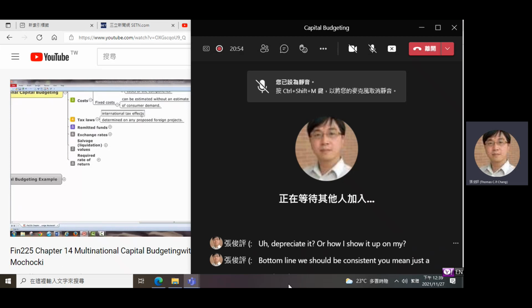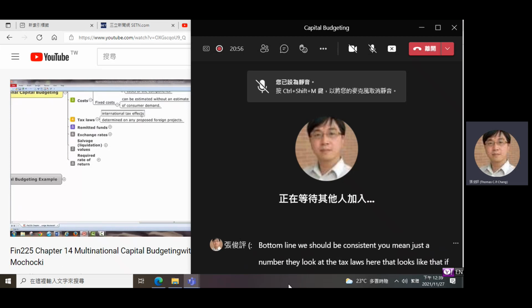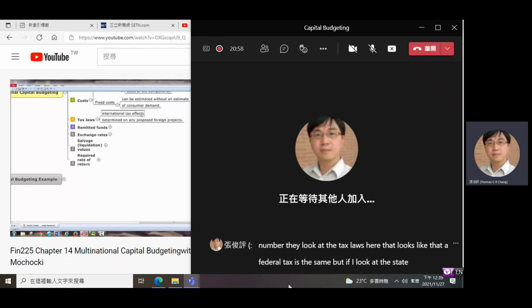Look at the tax laws here. The federal tax is the same, but if I look at the state taxes, like in Russia, they call it regional taxes, they're different. Illinois is one of the highest, I hate to say it. Wisconsin was lower. So where do I want to open up a plant? Which one has a better tax break?